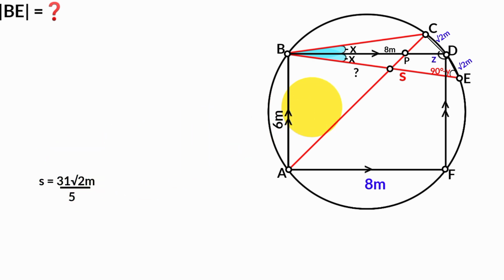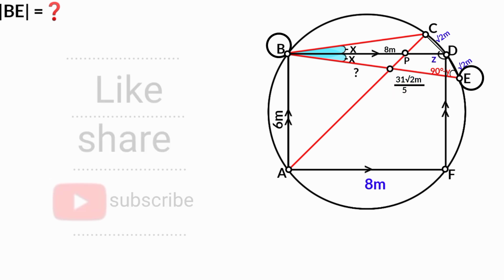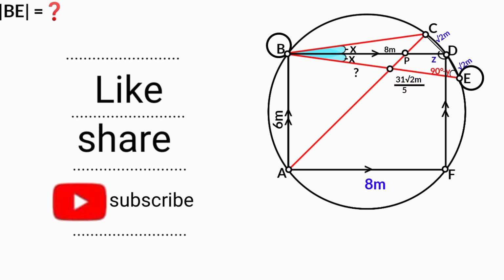That is, the length of this line BE, which we are asked to calculate, is 31 root 2 meters over 5. You can see how we calculated it without the use of a calculator.